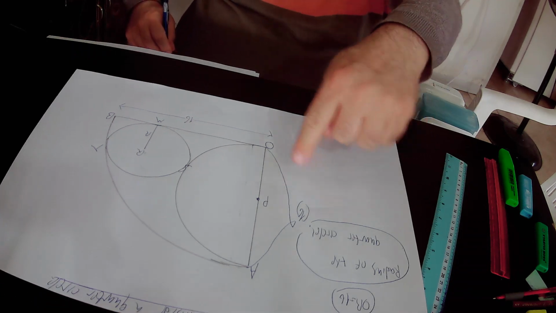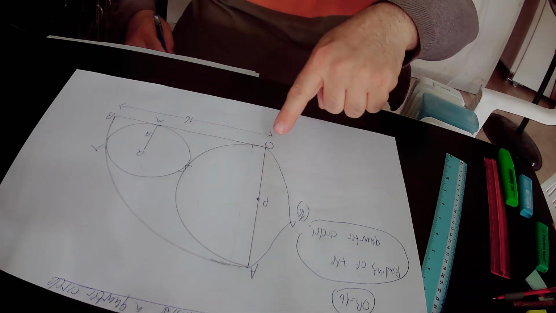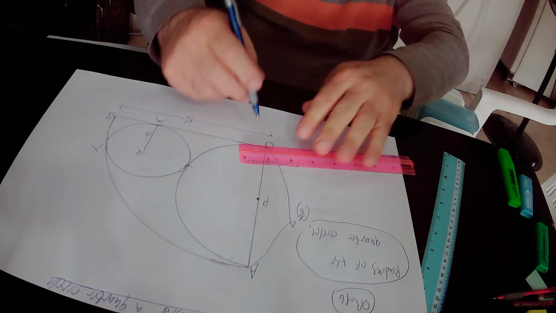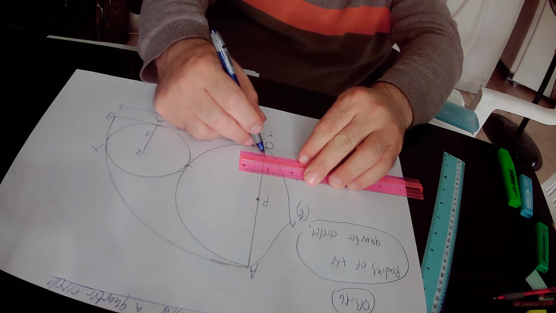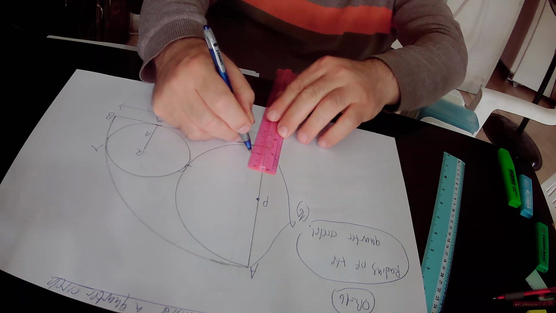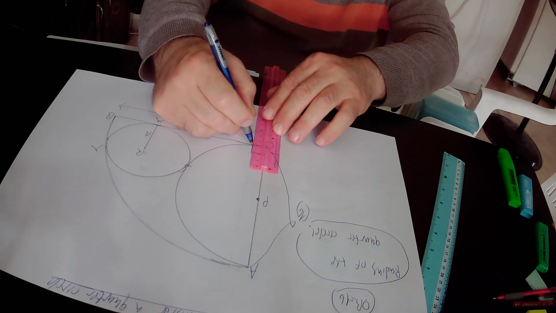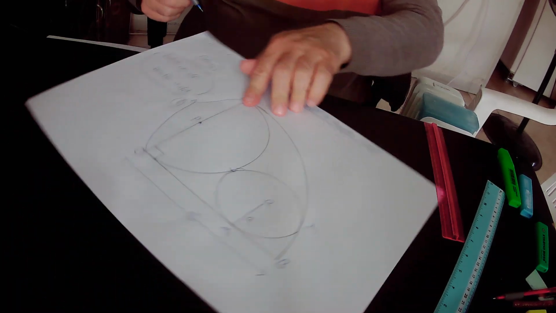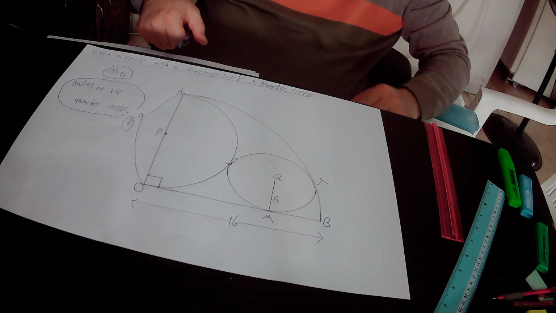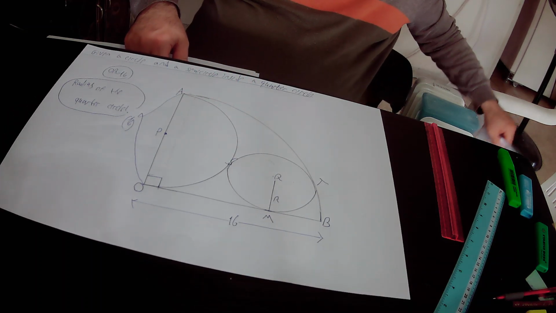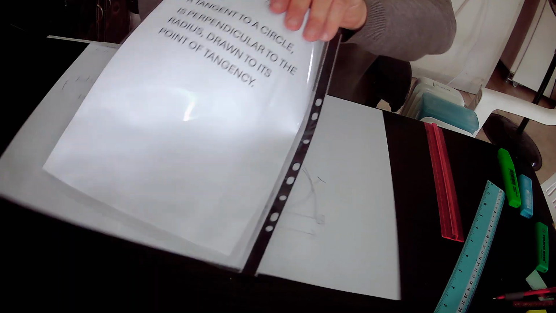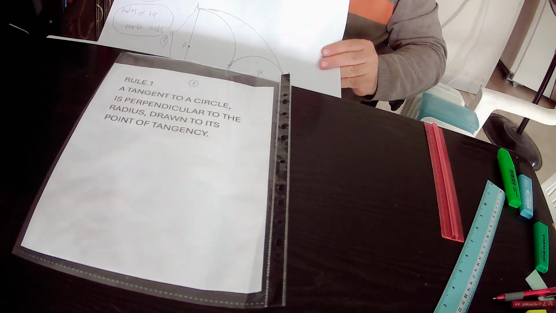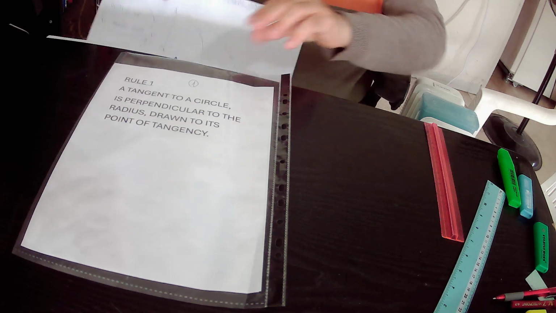So we know that AOB is a quarter circle, therefore angle AOB must be equal to 90 degrees in its size, because AOB is a quarter circle. Here we can implement rule 1. Let's repeat quickly rule 1. According to rule 1, a tangent to a circle is perpendicular to the radius drawn to its point of tangency.